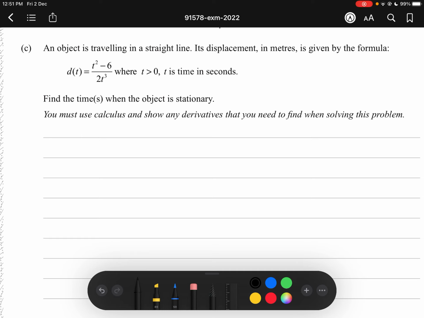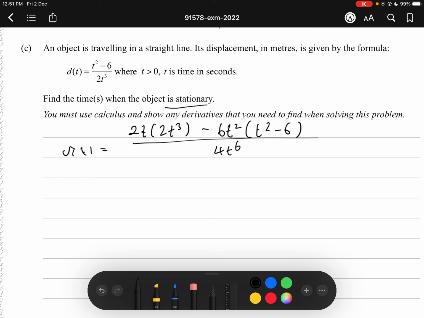We're going to use the quotient rule. So d dash of t is the same as v of t. So v of t is equal to 2t of 2t cubed minus 6t squared times t squared minus 6, all over 4t to the power of 6.